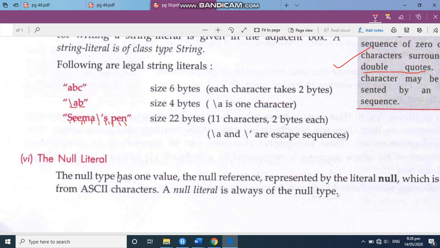So the null literal has one value, the null reference. Always you have to understand here that a null literal is always of the null type, that is empty type. Okay, so till here these are the literal features.